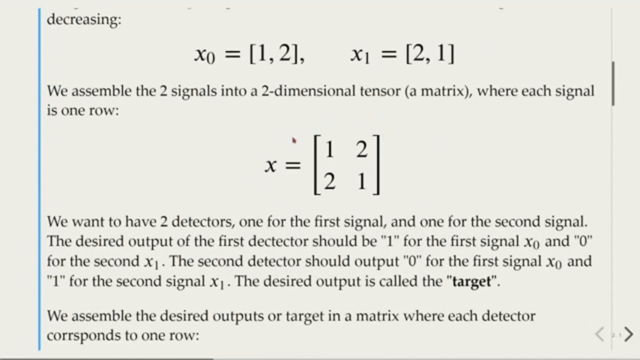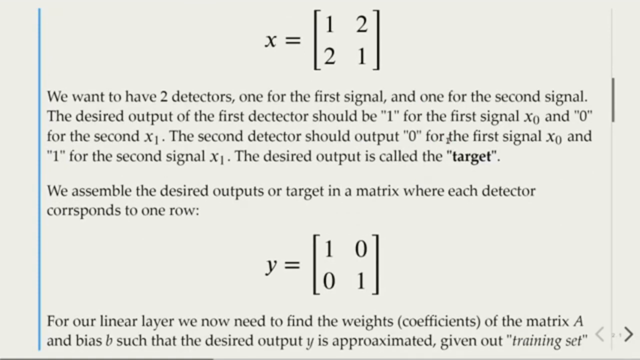So now we have this matrix called X, and here we have x0, 1 and 2, and here we have x1, 2 and 1. We want to have two detectors, one for the first signal and one for the second signal. The desired output of the first detector should be 1 for the first signal x0 and 0 for the second x1. On the other hand, the second detector should output 0 for the first signal x0 and 1 for the second signal x1. The desired output is also called target in deep learning, machine learning, and neural network nomenclature.